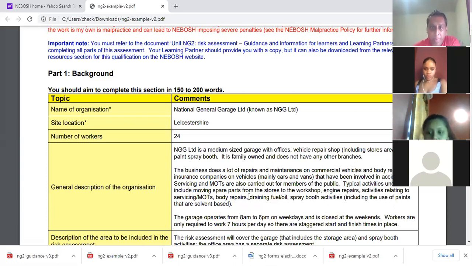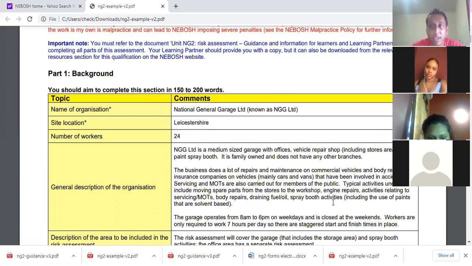You start seeing things like, they will talk about different places like the stores, the workshop, right? So in this, it has where the activities are being done. The activities are not being done, how to say this, in space, but it's taking place somewhere. And then the rest of it goes into the nitty-gritty of activities. Typical activities, so the 3 things there: purpose, location, which is like departments, and then the activities, right? Typical activities undertaken include, and it's nitty-gritty because it's telling you what's going on: moving spare parts from the stores to workshops, engine repairs, activities relating to servicing, MOTs, body repairs, draining fuel oil, spray booth activities, including the use of paints that are solvent-based, right?